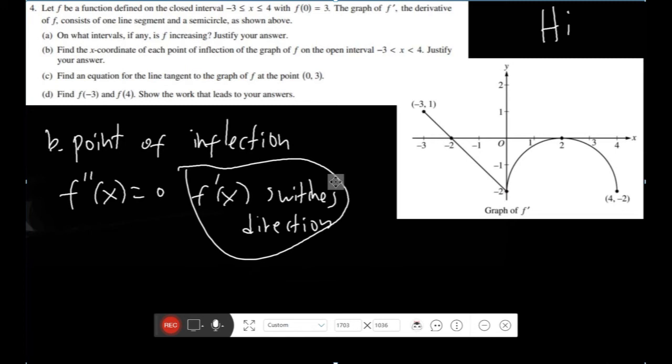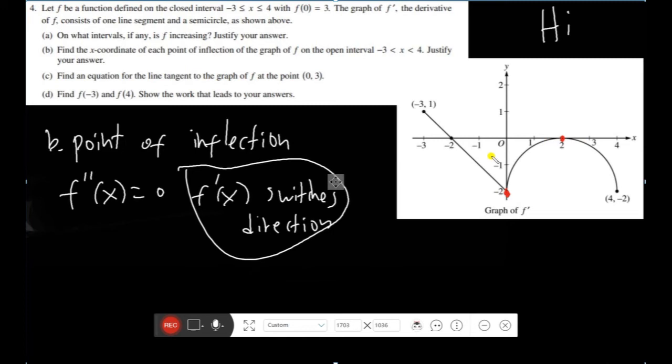So let's go and take a look at f prime and see where it switches direction. So here it's heading down, down, down, down, down. Now it switches to up. So that's somewhere where it switched direction. Up, up, up, up, down, down, down, down. So here's another place where it switched direction. So we went from down to up to down. So these are the two places where we switched direction, right? So that means that these are the two places where f prime of x switched direction. Those are the two places where we have points of inflection.